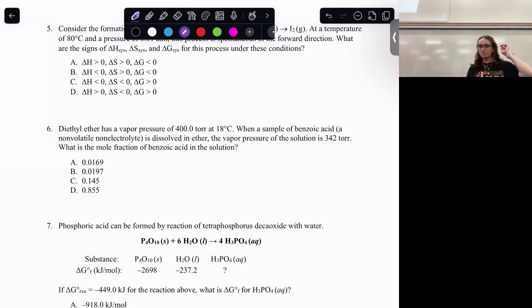Does anyone know how to do this one? Right, so P solution is equal to the mole fraction of the solvent times the pressure of the pure solvent.